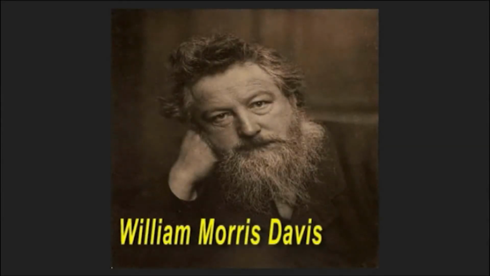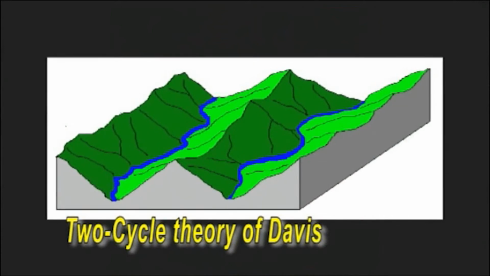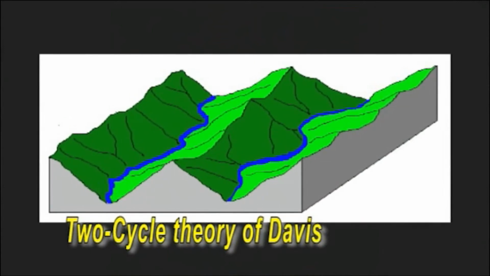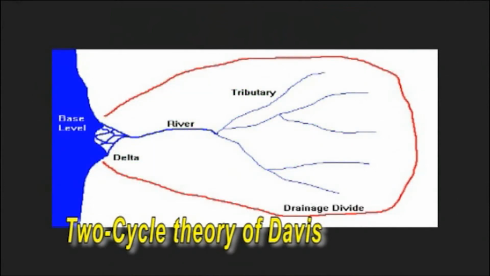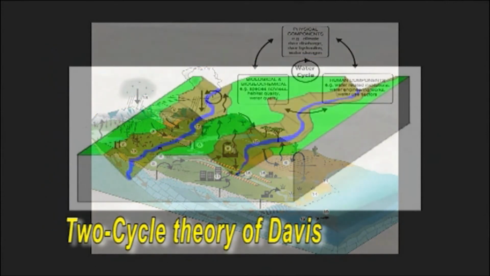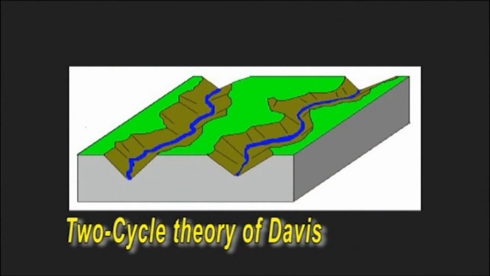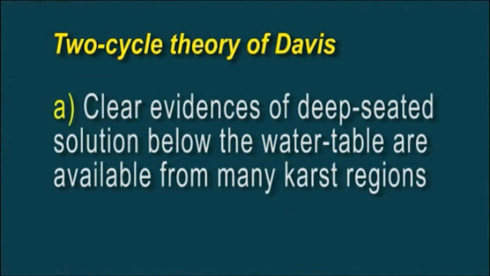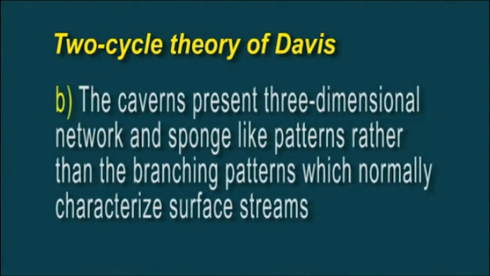Two-cycle theory of Davis. In 1930, William Morris Davis put forward his two-cycle theory of cavern development. Davis and his supporters, that is Bretz, have put forward the following arguments in support of the two-cycle theory. Number 1. Clear evidence of deep-seated solution below the water table is available from many karst regions. Number 2. The caverns present three-dimensional network and sponge-like patterns rather than the branching patterns which normally characterize surface streams.